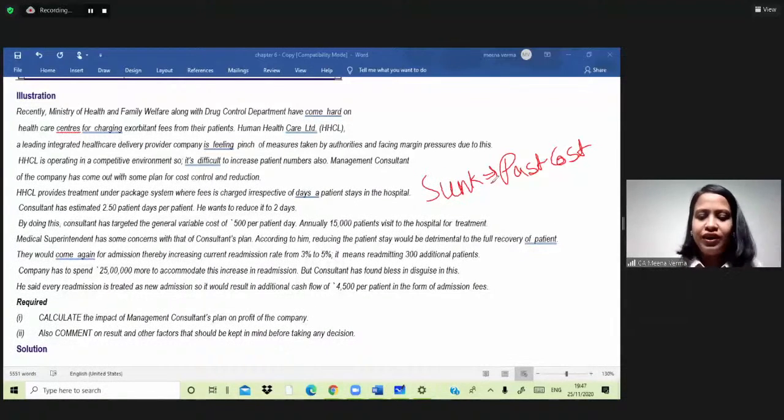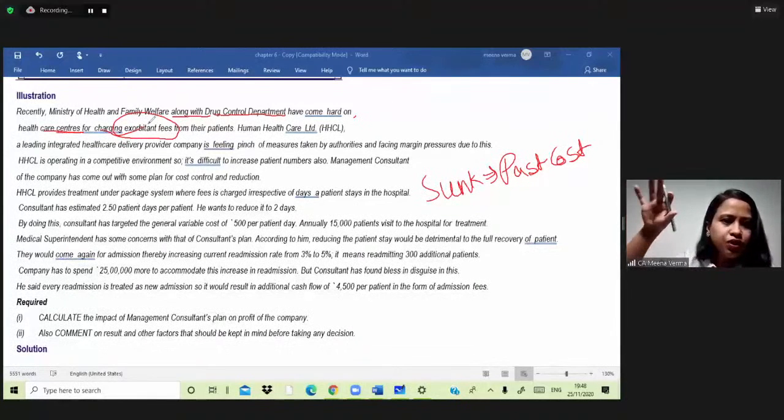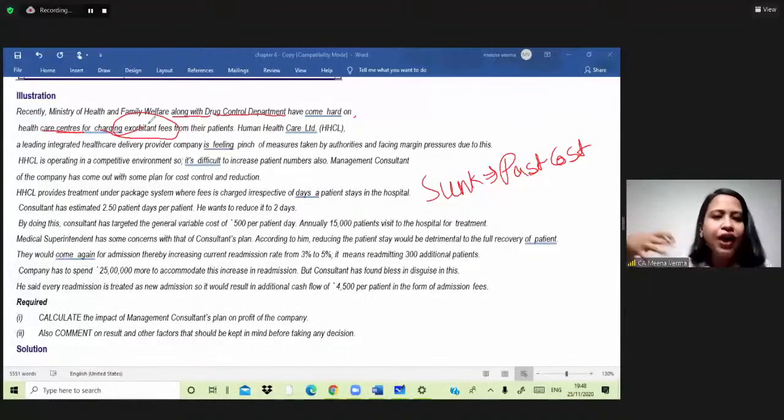Okay, now let me read this question again for you. Recently, the Ministry of Health and Family Welfare, along with the Drug Control Department, have come hard on the healthcare system for charging exorbitant fees. You know that hospitals charge a lot. So the Ministry of Health was trying to regulate them, and they became strict on them for charging high fees from patients.